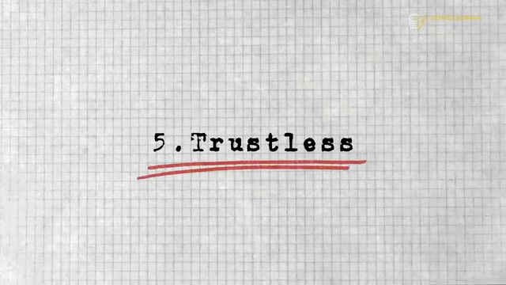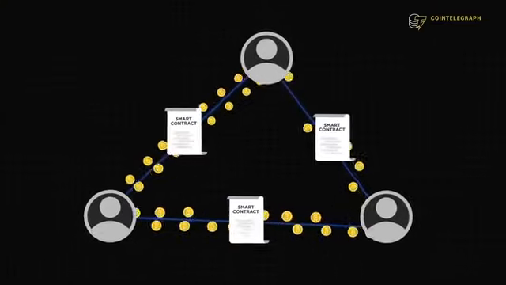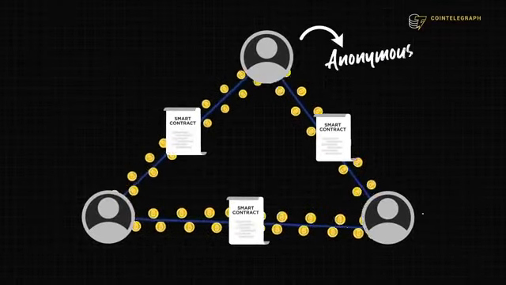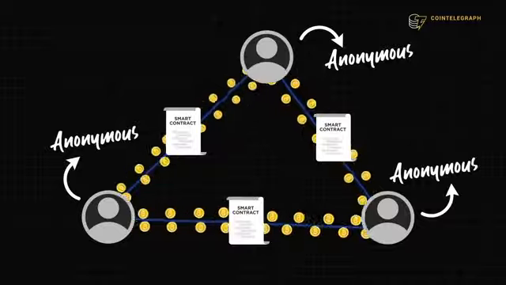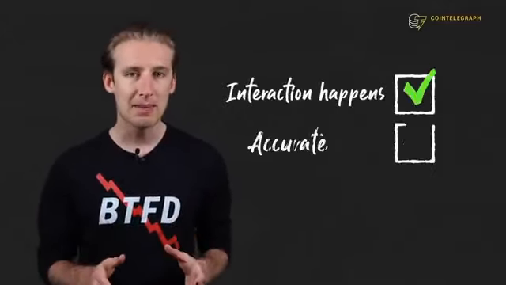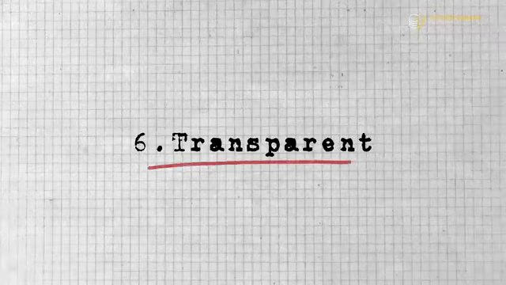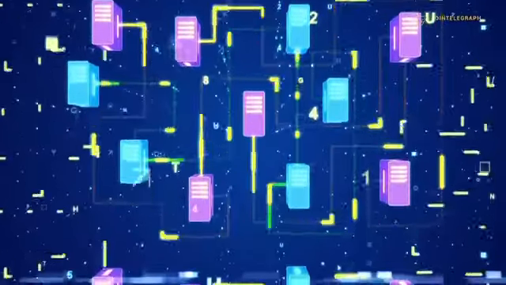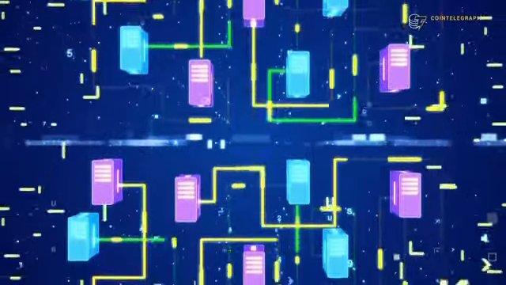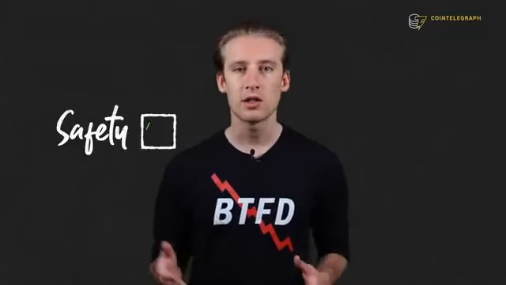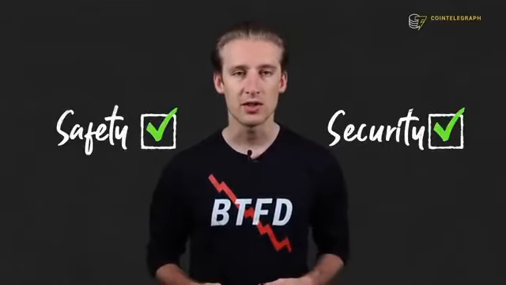Trustless. If you want to interact with someone else through a smart contract, you don't have to know who they are. You don't even have to trust them. And it doesn't matter because you know that the code and the blockchain technology ensures that the interaction happens and is accurate. Transparent. You can see the code for the smart contracts. If the blockchain is public, then the contracts will be too. This makes it much easier to check the safety and security of the contract.